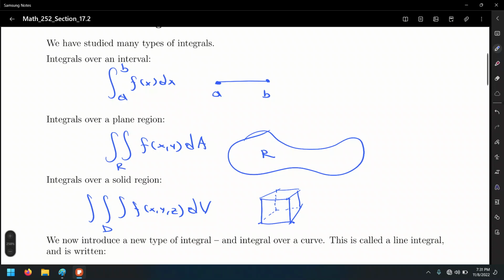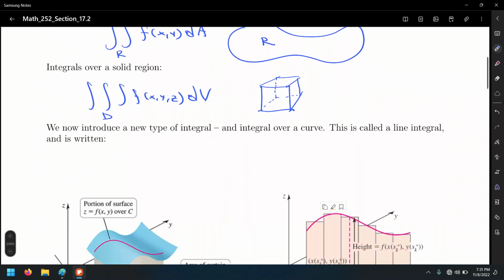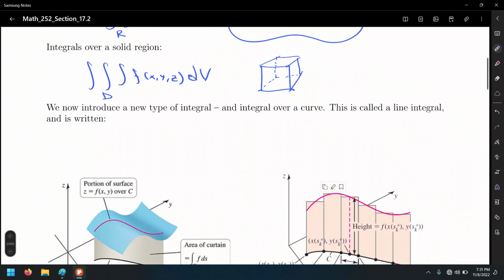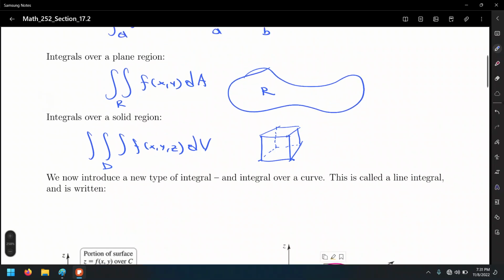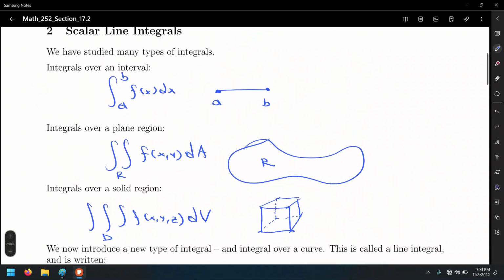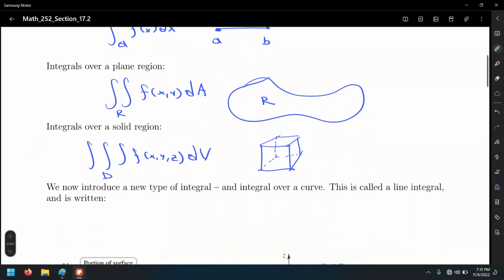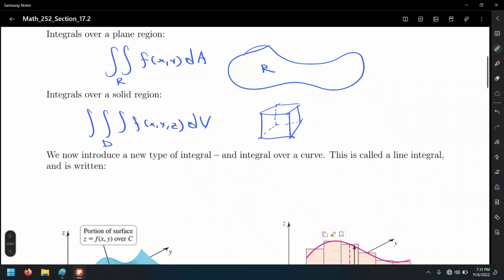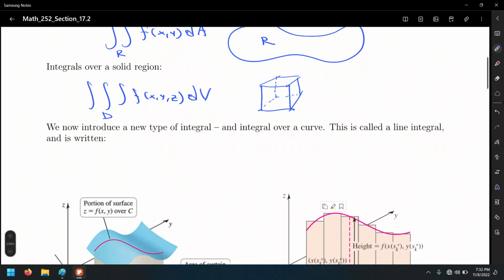Well, what's a line integral then? One dimension, this is two dimensions, this is three dimensions. Is a line integral four dimensions? No, not really. It's not four dimensions. So this new type of integral is an integral over a curve. I would like to say it's similar to an integral over an interval, and also over a solid region at the same time, but it's not quite a solid. It's going to be weird here. The picture is a little weird, but it's going to make sense once we define what it is.